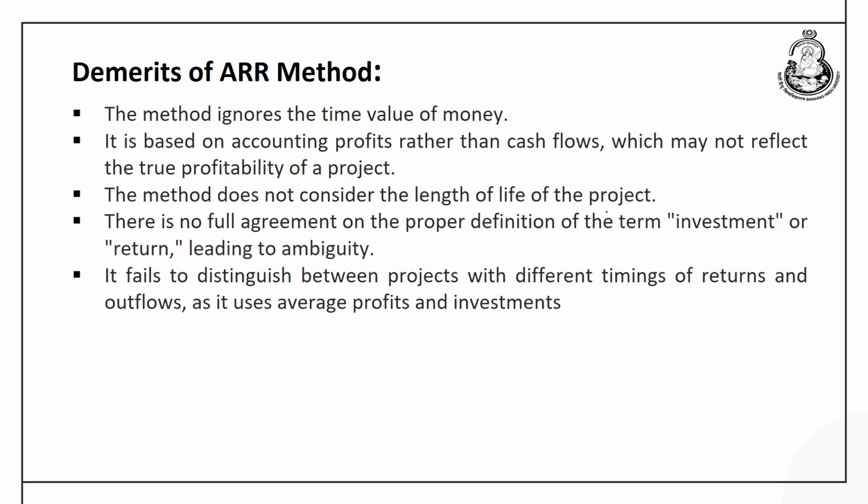Besides, one of the serious limitations of this method is that it ignores the time value of money. So, every rupee, whether it is generated in year 1 or year 3, is taken in the same manner. So, that is not true when we have to measure the true profitability of any company. Secondly, it is also based on the accounting profit and does not consider the length of the life of the projects, and it is also a method which is not able to distinguish between projects with different timing of return and outflow, as we use average profit and investment.